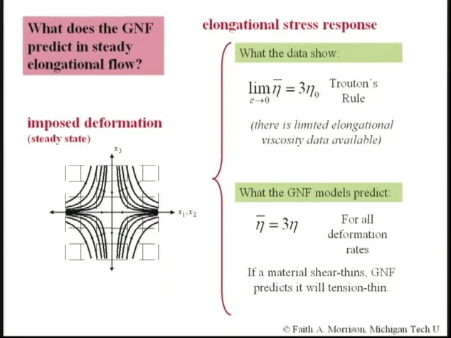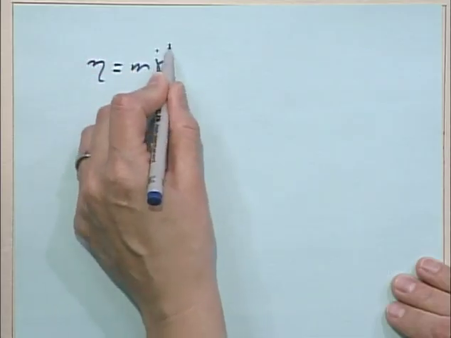How about in elongation of flow? Does it do a good job in elongation of flow? Well, here's our friend elongation of flow. And we can put this constitutive equation into elongation of flow. And what we saw from the data was that the steady shear viscosity is 3 times the zero shear viscosity. Well, with the power law model, there is no zero shear viscosity. With the power law model, eta equals m gamma dot to the n minus 1.